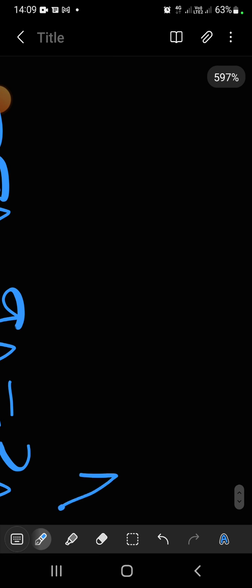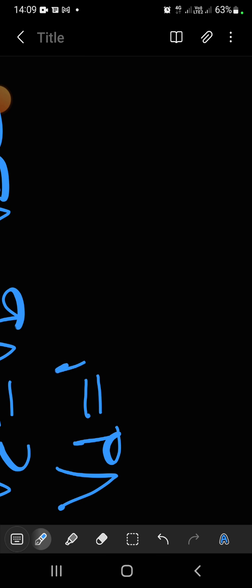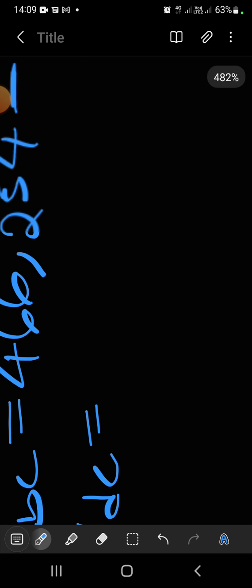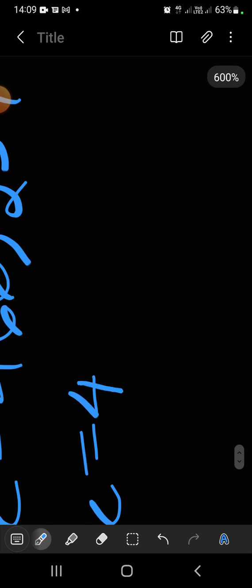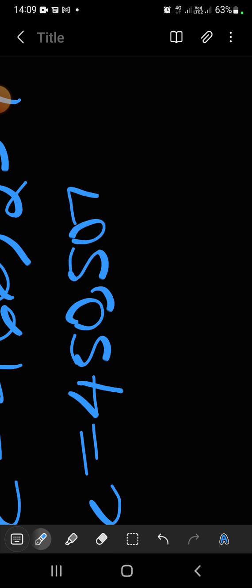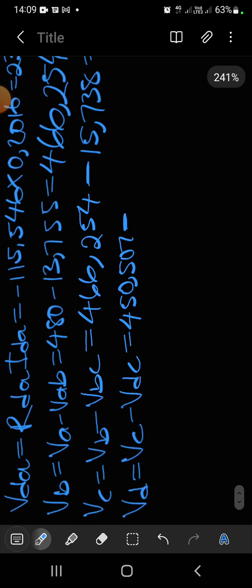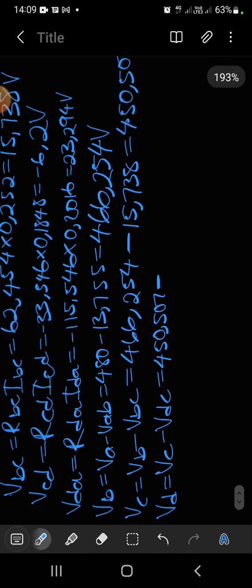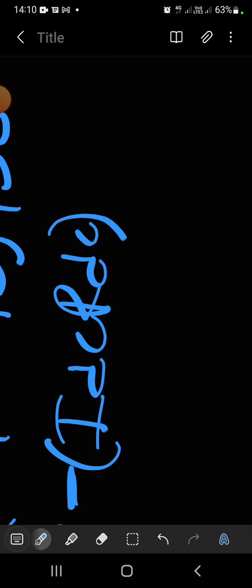And then we have, I think this is the last one, VD of load voltage. VD is equal to VC minus VDC. That's gonna be the answer that we just got, 450,507 minus, now we're going to look for VDC. Where is VDC? I didn't calculate it. I'm gonna say IDC times RDC, so I'm gonna calculate it either way.